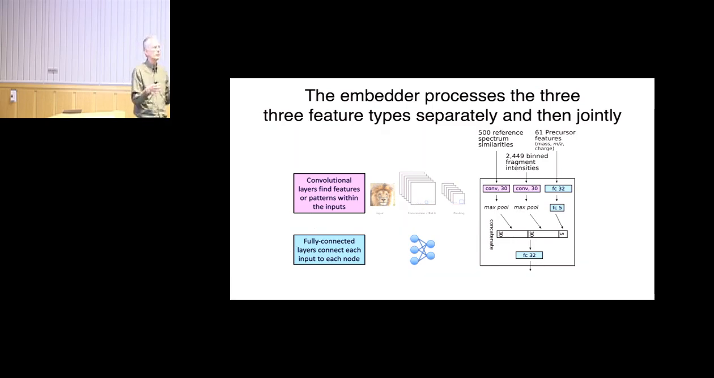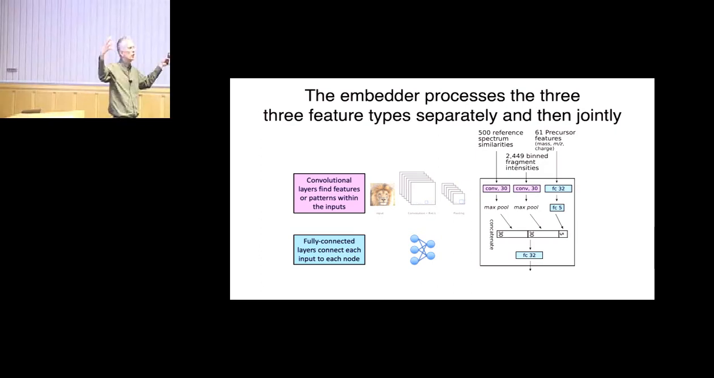So many of you are probably familiar with these kind of terms from deep neural networks, but just in case you're not, you have some convolutional layers, which are designed to sort of scan across a region of data, or a data object, and find local patterns therein. And then you have fully connected layers that take a bunch of information and consider it jointly.